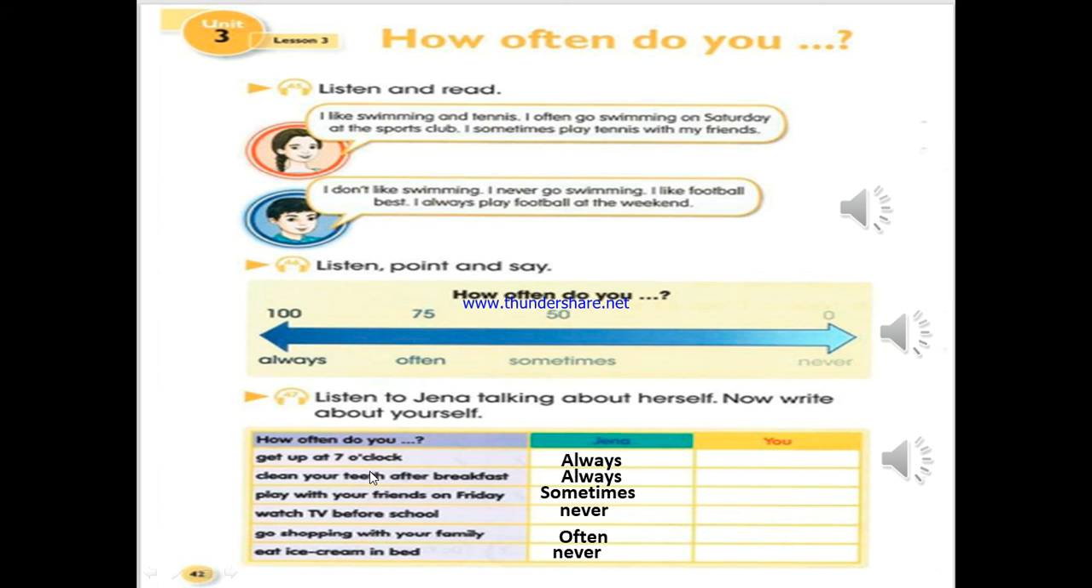How often do you get up at 7 o'clock? How often do you clean your teeth after breakfast? How often do you play with your friends on Friday? How often do you watch TV before school? How often do you go shopping with your family? How often do you eat ice cream in bed? Okay, you should answer here and put your answers here using adverbs of frequency.